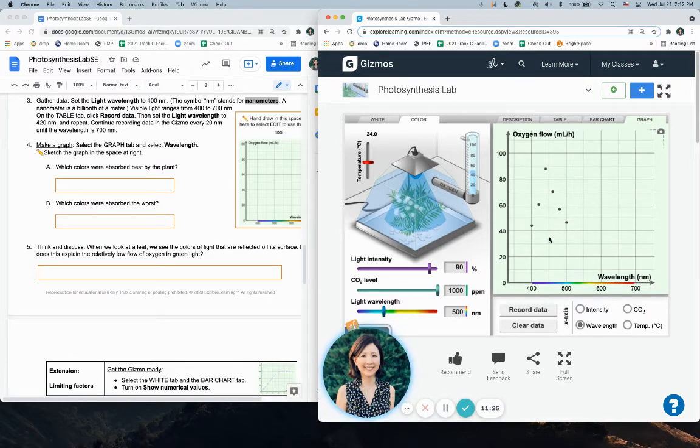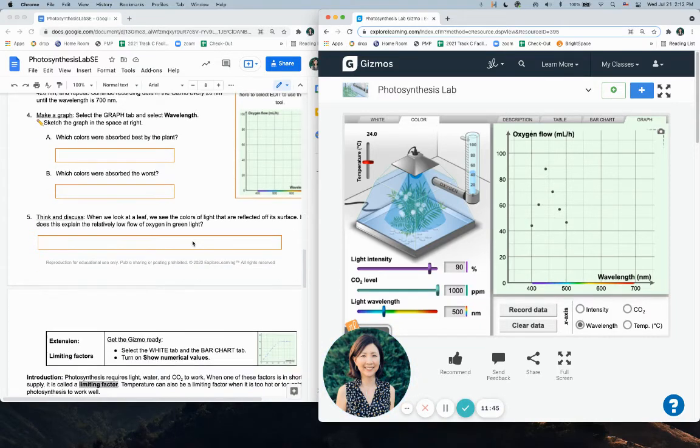And one thing you know about plants is that they're green, and so the reason that plants are green is because they're reflecting light. So that actually makes sense. If they're reflecting light at this wavelength, they're reflecting the green, and that's why we see it as green. And when they're reflecting, they're not absorbing that light.